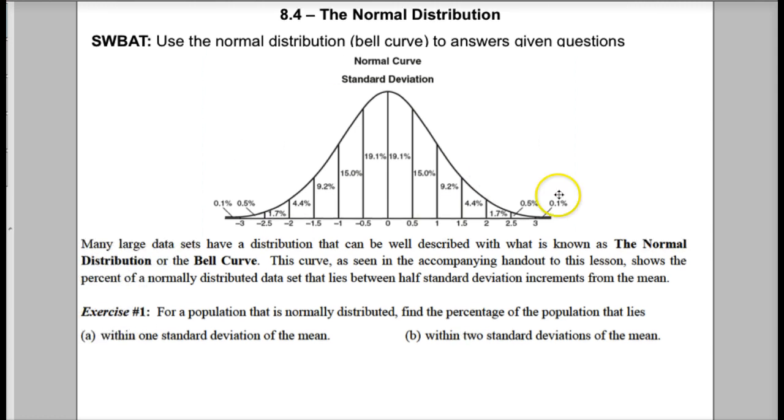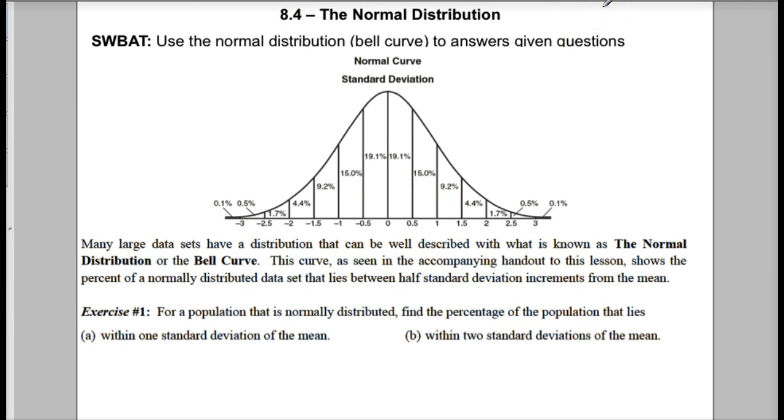Now, this is our normal standard deviation curve, which is given to you on the reference sheet of the regions. Many large data sets have a distribution that can be described with what is known as the normal distribution, or something that's called the bell curve. This curve is seen in the accompanying handout that you have on the back of your paper. It shows the percent of a normal distribution that lies within half standard deviation increments.